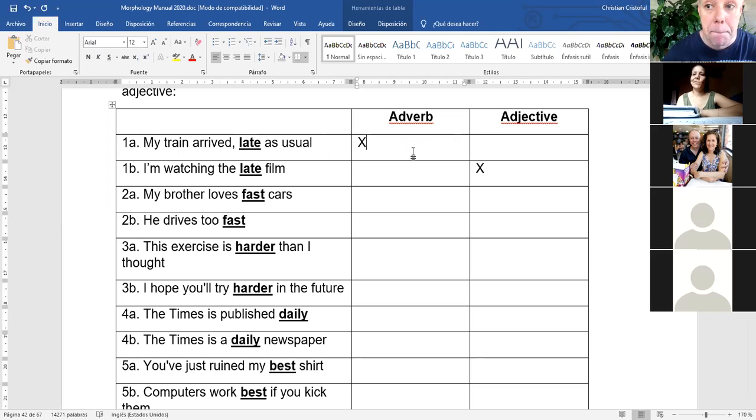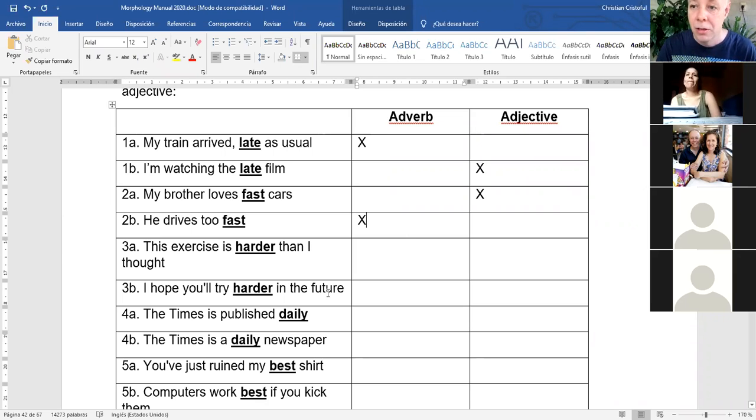Clear? It's clear. So we have to analyze. My brother loves fast cars. Car is a noun. Fast is an adjective then. He drives too fast. Fast refers to driving. He drives fast. So fast refers to driving. And because drives is a verb, the word that modifies a verb is called an adverb.